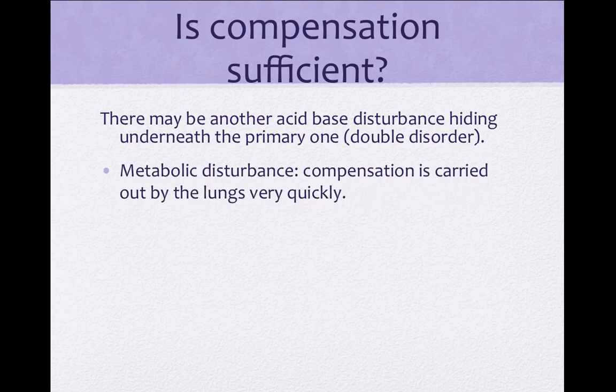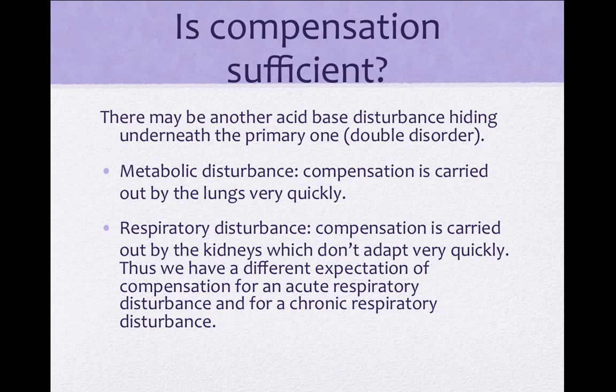Now, before we move towards calculations, we need to understand a certain concept. For a disturbance with metabolic origin, it's fairly simple, as the compensation will be carried out via the lungs, and it's a fairly quick process. There are changes in ventilation mediated by H plus sensitive chemoreceptors that are there in the carotid body and the lower brainstem, and thus the carbon dioxide exhaled is altered. But when there is a disturbance in respiratory origin and the kidneys have to compensate, it gets a little tricky, as the kidneys don't adjust as fast as the lungs do. Hence, we have a different expectation of compensation for an acute versus a chronic respiratory disturbance.